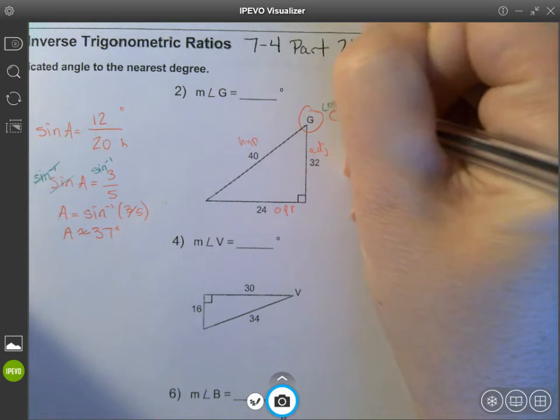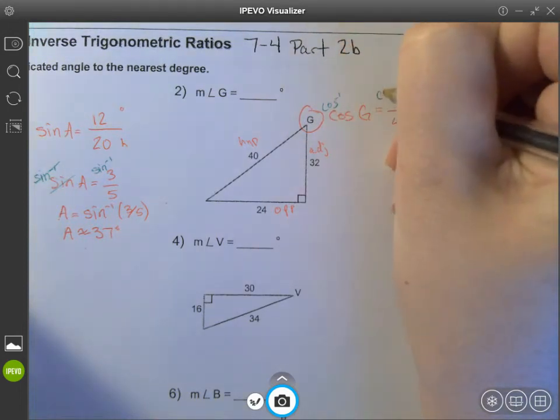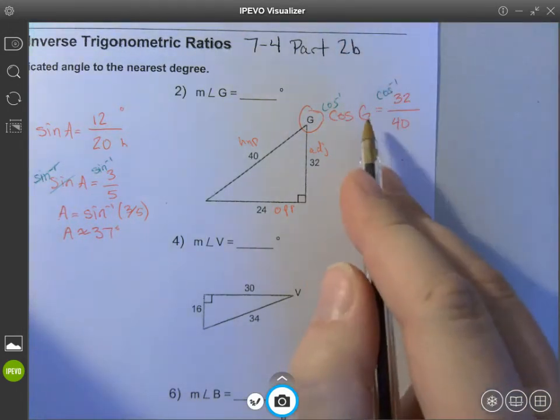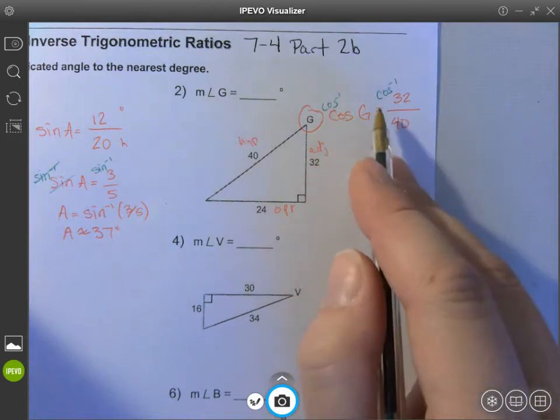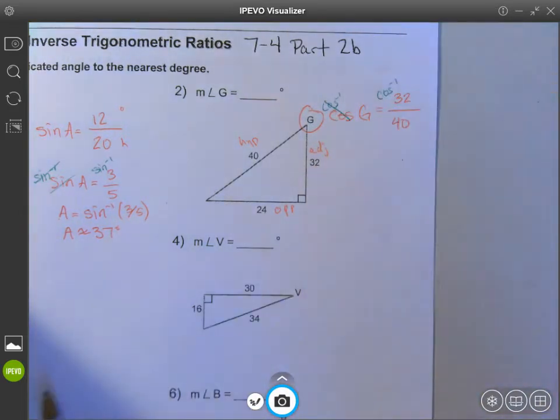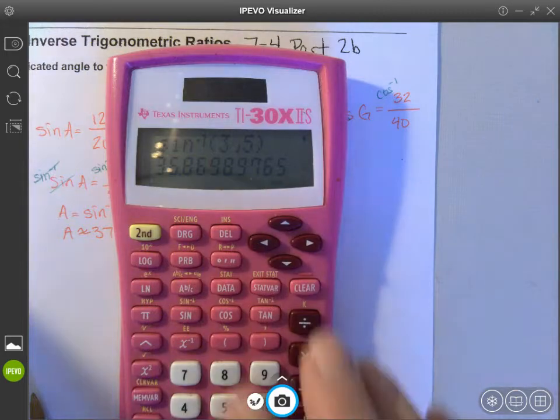I'm just going to come in and take the inverse cosine. So anytime I'm looking for a missing angle, I'm going to use my inverse. So this is going to cancel, and I'm just going to type it in the calculator.